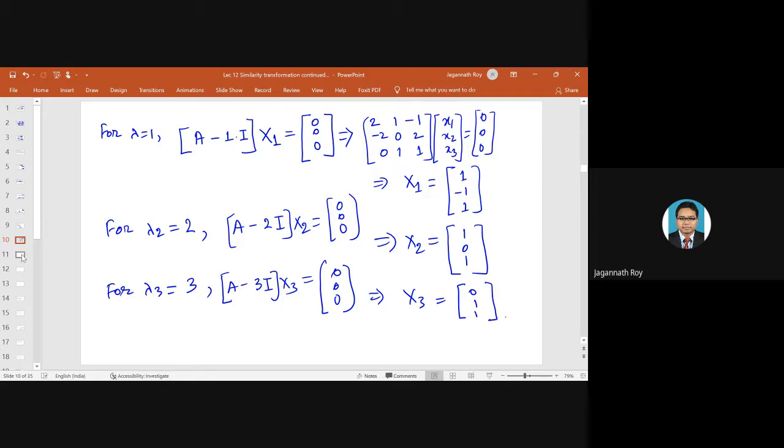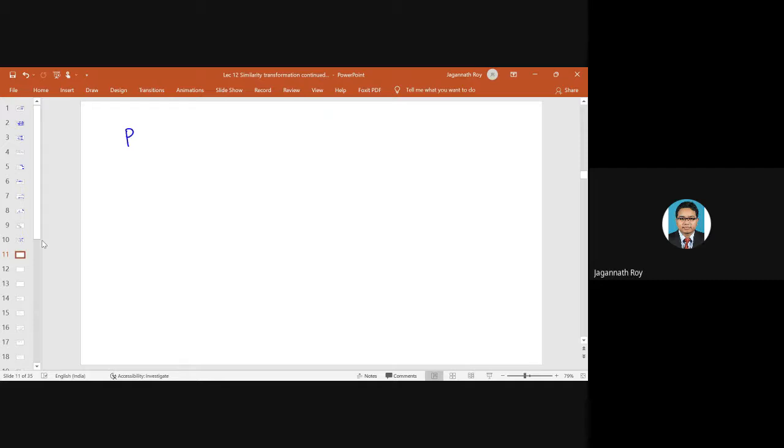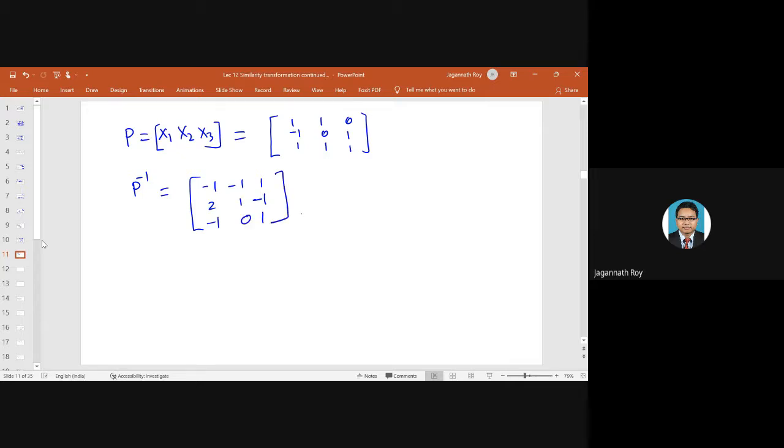Now the task is to find P. You can take x1, x2 and x3. For this, the matrix will be 1 minus 1 1, then 1 0 1, then 0 1 1. How about P inverse? Just calculate it: minus 1 1 2, then 1 minus 1 minus 1, then minus 1 0 1. So this is what we have for P inverse.